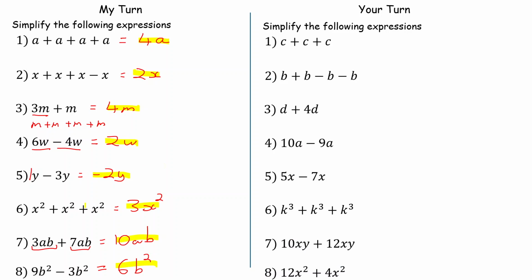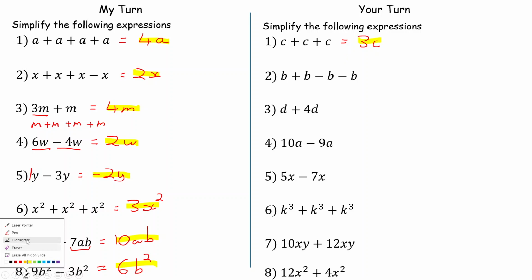So there you go. You can try your turns. You can pause the video and give those a go. You can, of course, refer to the my turns, and I will go through these now. So you can fast forward to the end and check out your answers. Question 1, we've got c plus c plus c, which will give you 3 lots of c. That is your first answer.